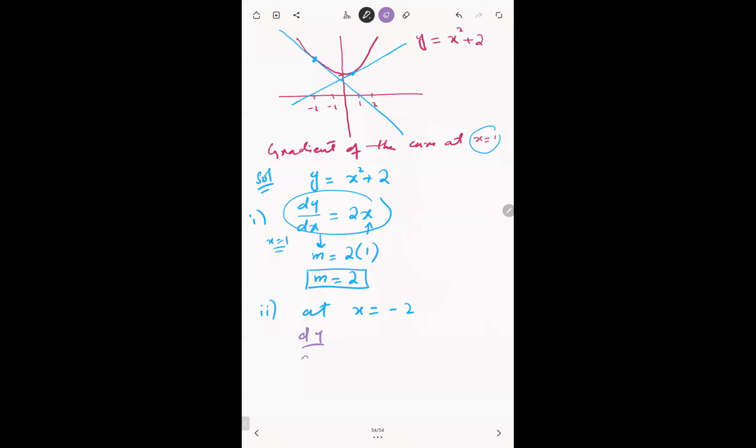Now you don't have to find dy by dx again, we have already done it. This dy by dx is equal to 2x. This is your gradient function. At whichever point you need the gradient, just keep putting that point, and you'll keep getting your answers. So at x is equal to minus 2, your gradient is simply putting x as minus 2, so you'll get your gradient minus 4. If the question is to find the gradient at x is equal to 0, you can simply put x as 0. If you want to find the gradient at x is equal to 5, simply put x is equal to 5. So this dy by dx will keep on giving you the gradients.